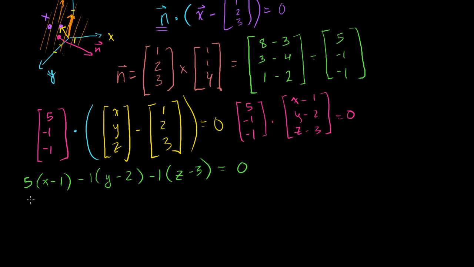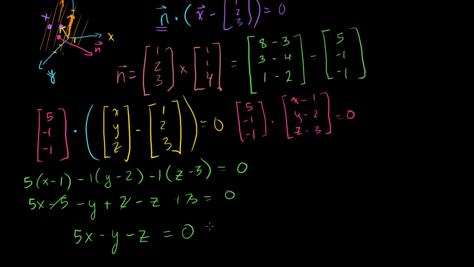And if I simplify this, I get 5x minus 5 minus y plus 2 minus z plus 3 is equal to 0. You have 2 plus 3 is 5 minus 5, so those all cancel out. Those will equal 0. And we get 5x minus y minus z is equal to 0. And this plane in R3 is the column space of A.